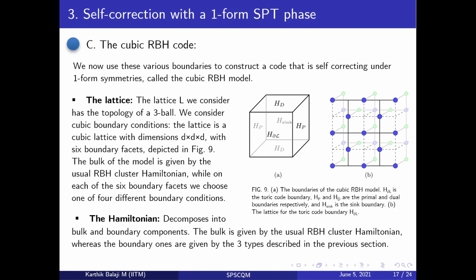Now the Hamiltonian decomposes into the bulk and boundary components. Again, the bulk is given by the RBH cluster Hamiltonian, whereas the boundary ones are given by the 3 types described in the previous section. That is the dual, primal, or the sink boundaries.